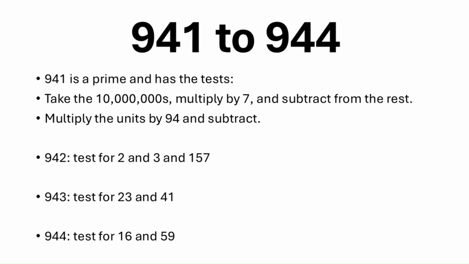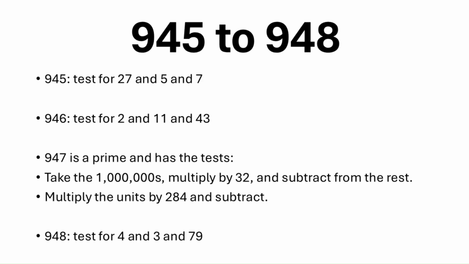Take the 10 millions, multiply by 7, and subtract from the rest. Multiply the units by 94 and subtract. 942, test for 2 and 3 and 157. 943, test for 23 and 41. 944, test for 16 and 59. 945, test for 27 and 5 and 7. 946, test for 2 and 11 and 43. 947 is a prime and has the tests.